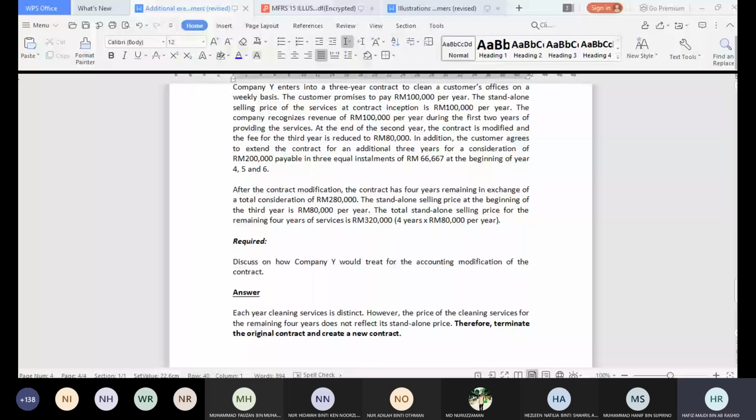Any questions you would like to ask? Do these 3 examples give you some idea on these contract modifications? Anything you would like to ask me?